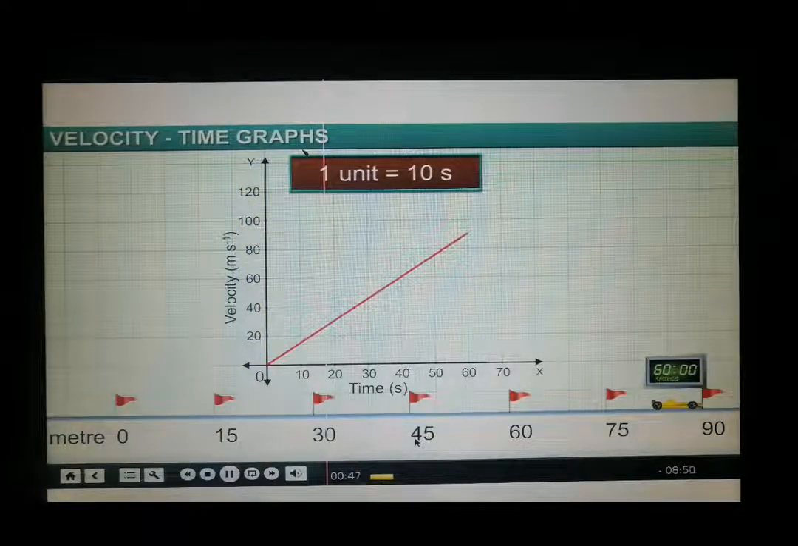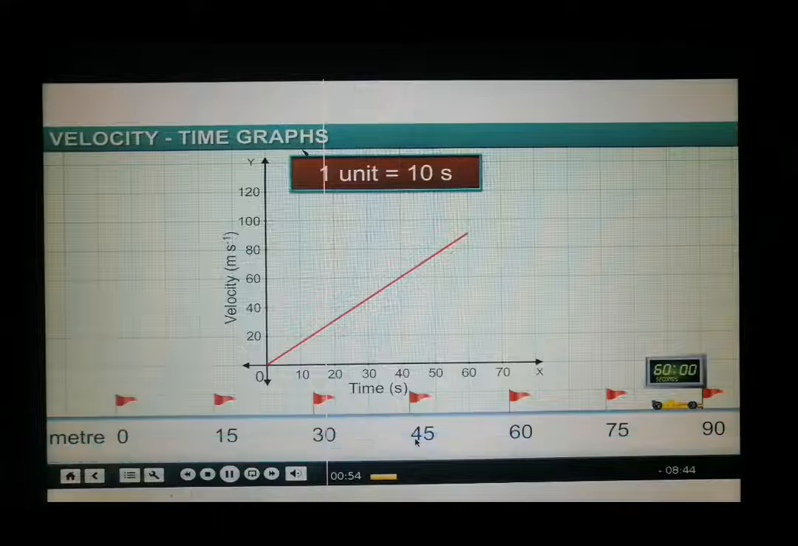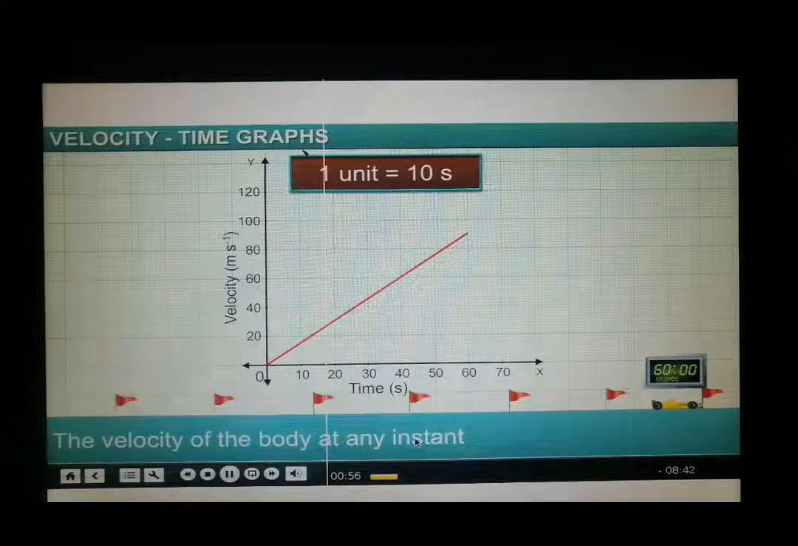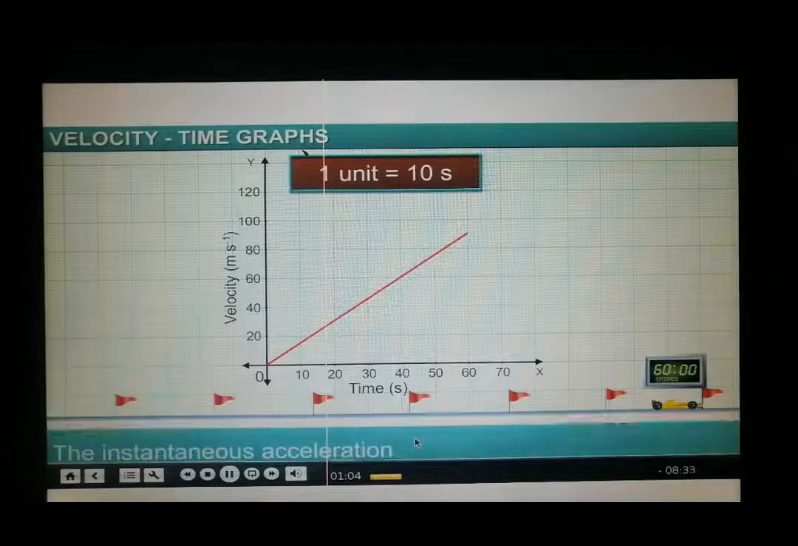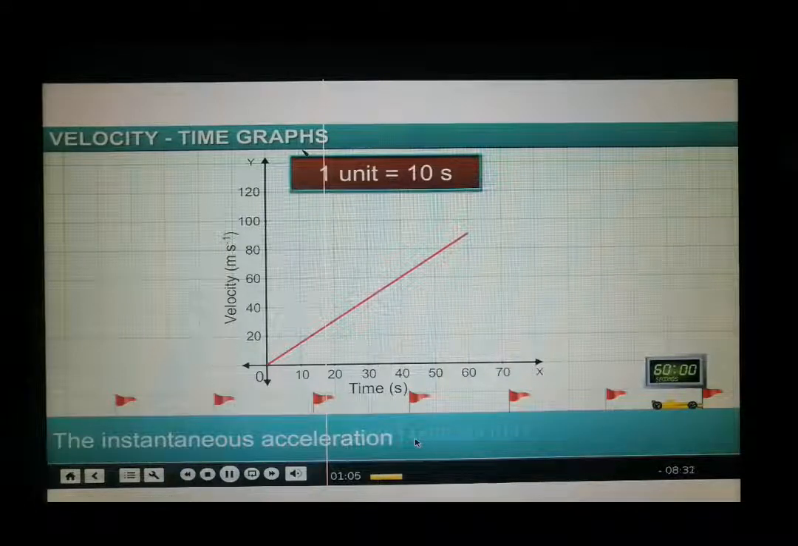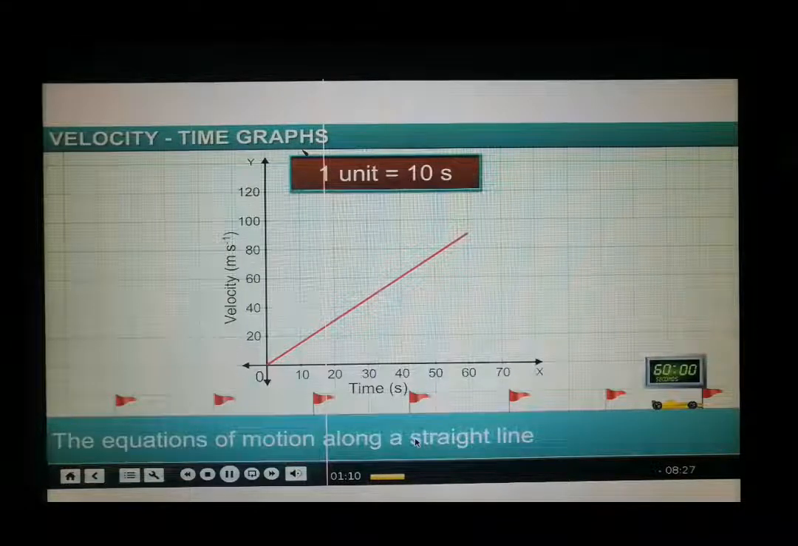Using a velocity time graph, you can determine the nature of the motion, the velocity of the body at any instant, displacement of the body as the area under the graph, the instantaneous acceleration, and the equations of motion along a straight line.